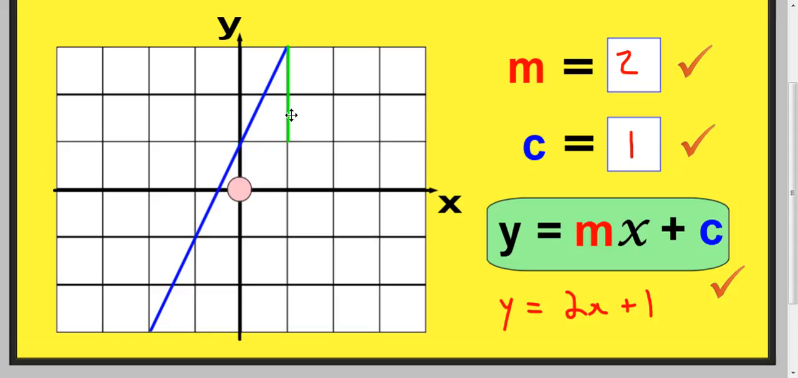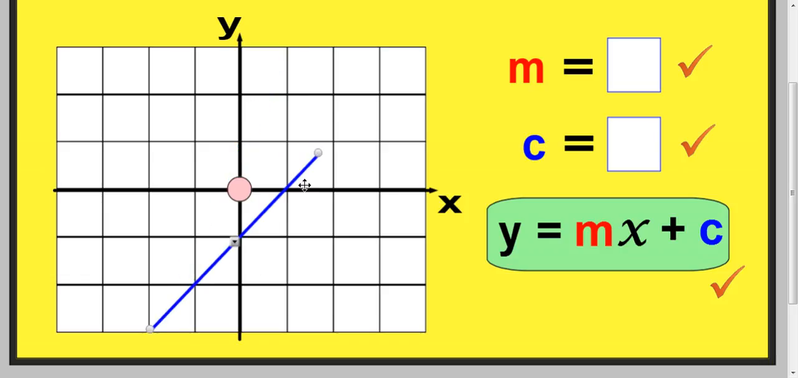Okay, let's do another one. I will just change the line. Let's put it down here.